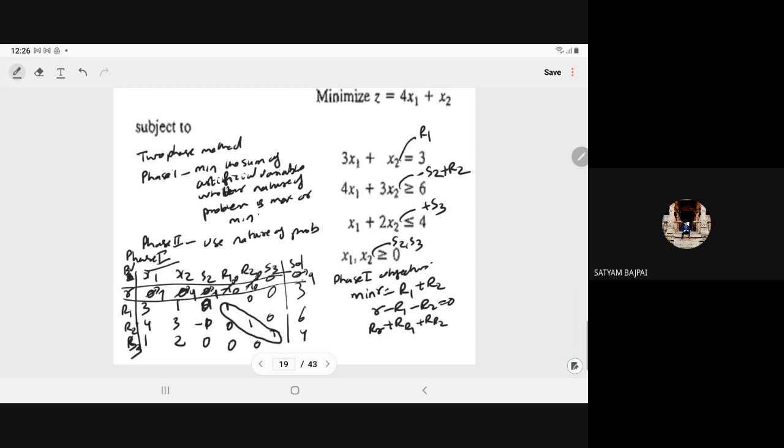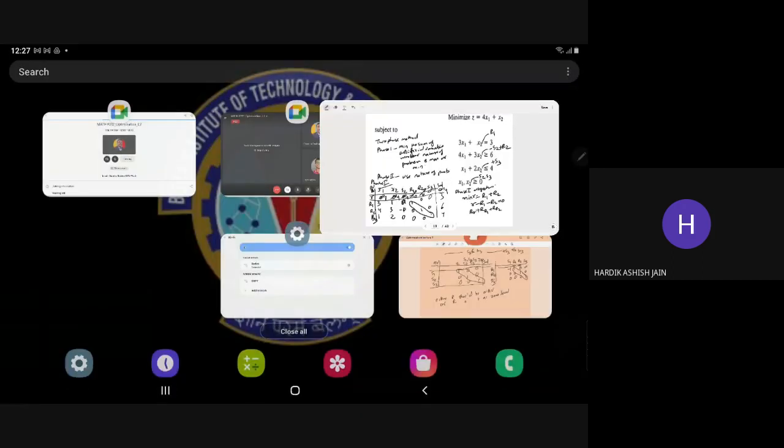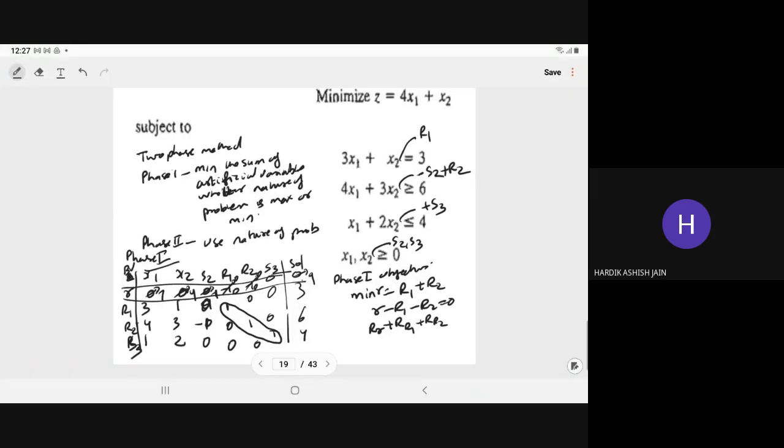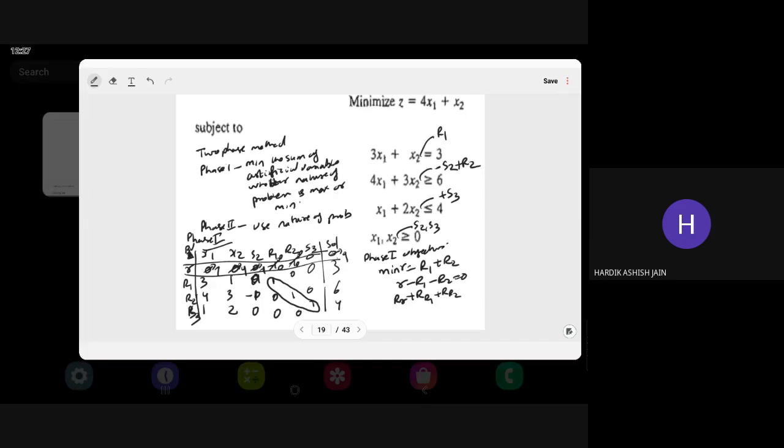Yes. Any doubt, please? Any query? Sir, can you please explain this phase 1 objective? What is Min R again, please? And can you remember this question? Minimize z equals 4x1 plus x2 subject to 3x1 plus x2 equals 3. Sir, can you dictate it? I have not written it. Okay.